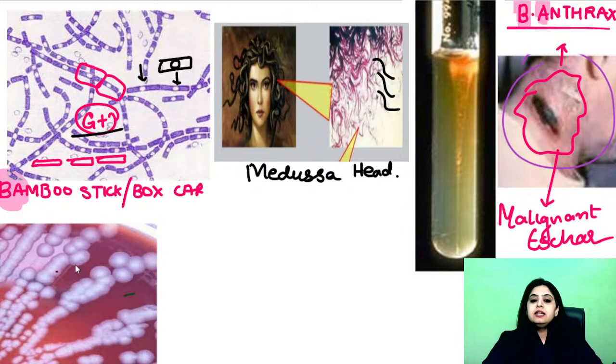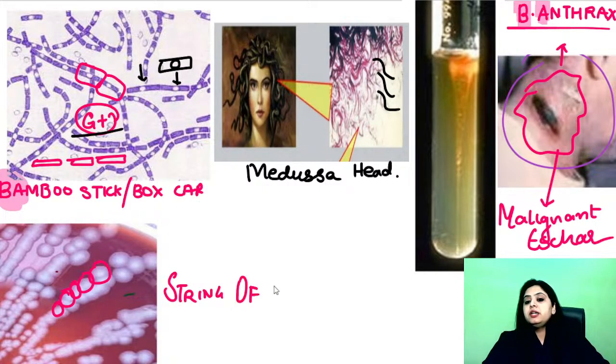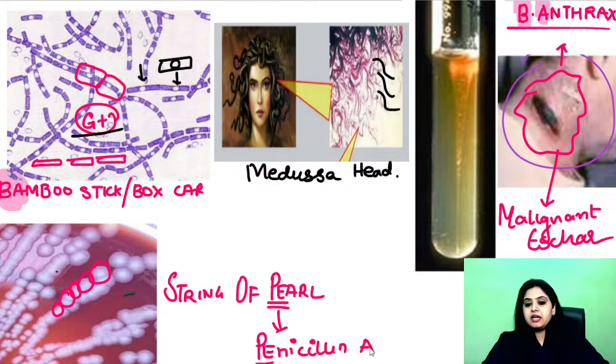You have seen the Medusa head. Now look at this. You can see it's like those women wear that pearl string. It's a nice string of pearls appearance. So where will the string of pearls appearance be seen? The pearly appearance. Very simple. The string of pearls appearance is going to be seen on which agar? Penicillin agar. String of pearls appearance is seen in penicillin agar. Very, very simple. No confusion.